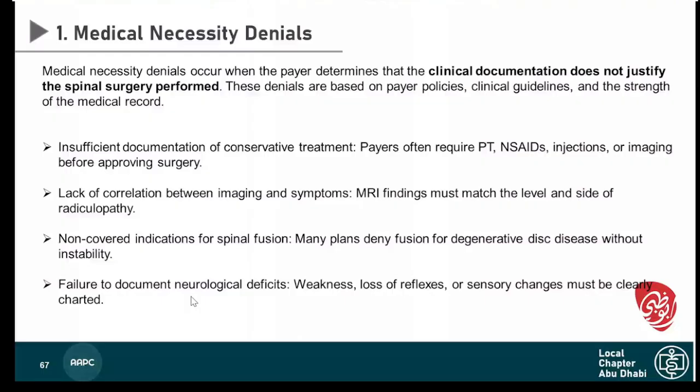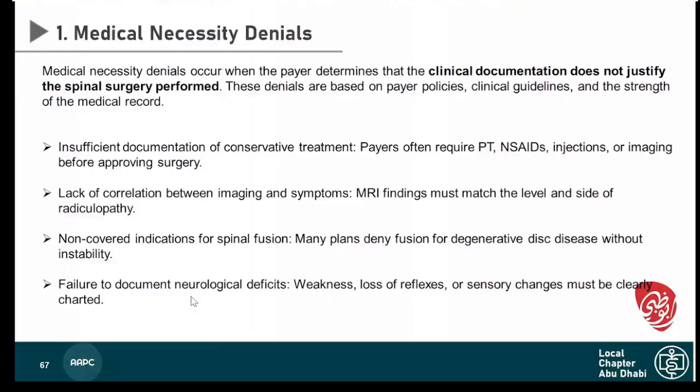Medical necessity denials occur when the payer determines that the clinical documentation does not justify the spinal surgery performed. That means insufficient documentation of the conservative treatment. The spinal physician will decide on this surgery after the failure of conservative treatment, so that documentation should be there in the inpatient documents. Insufficient documentation of the conservative treatment, or lack of correlation between imaging and symptoms, will lead to rejection.